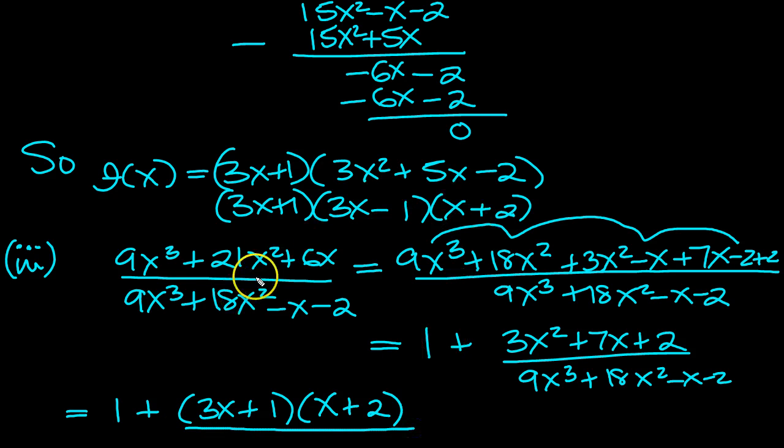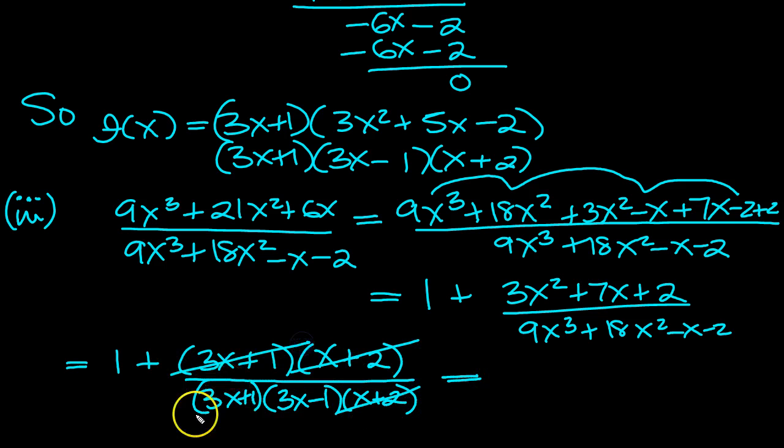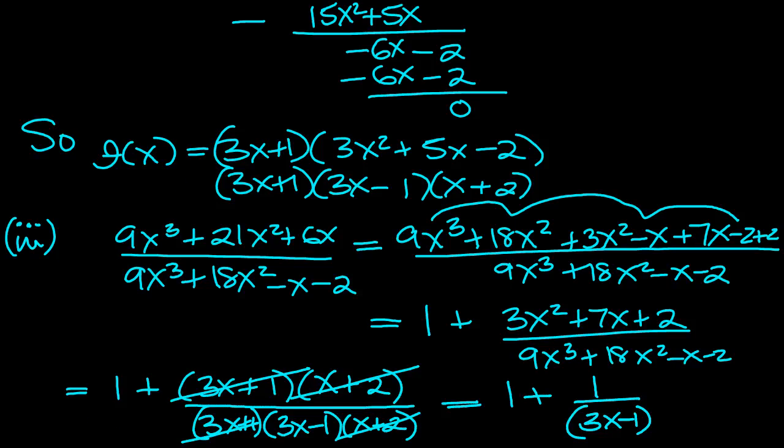Underneath we can write the linear factors now, can't we? So here we can write 3x plus 1, 3x minus 1, and x plus 2. Two of the factors will cancel, top and bottom, and then we're left with 1 plus 1 over 3x minus 1. So that's what it simplifies to. Good.